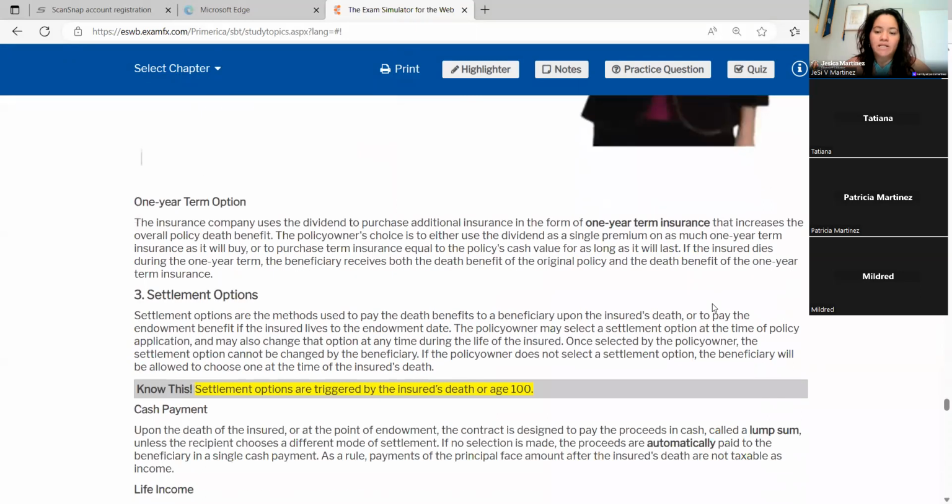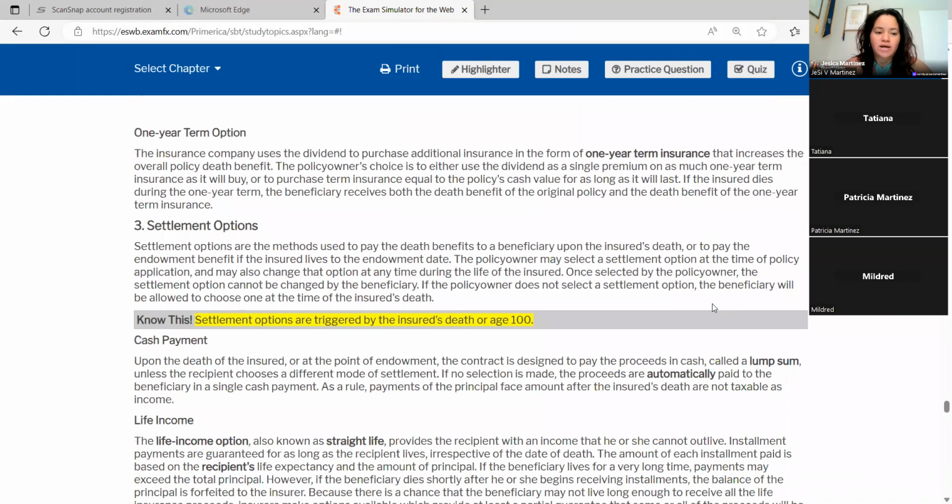So we're using that money to put it back into the insurance and therefore have less debt until it is paid up. Okay. So 1 year term option, the insurance company uses the dividend to purchase additional insurance in the form of 1 year term insurance. That increases the overall policy death benefit.